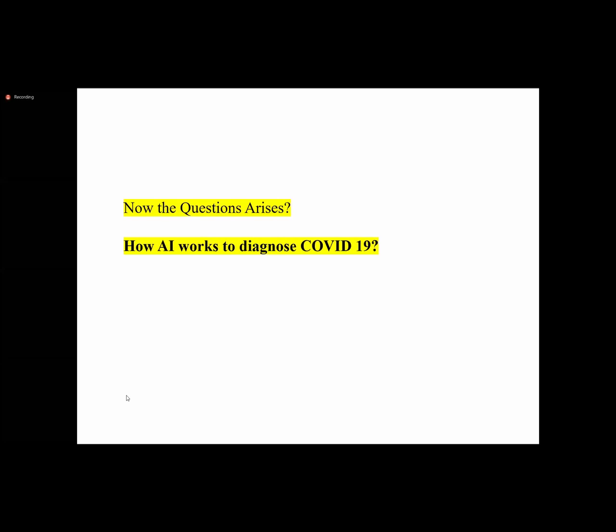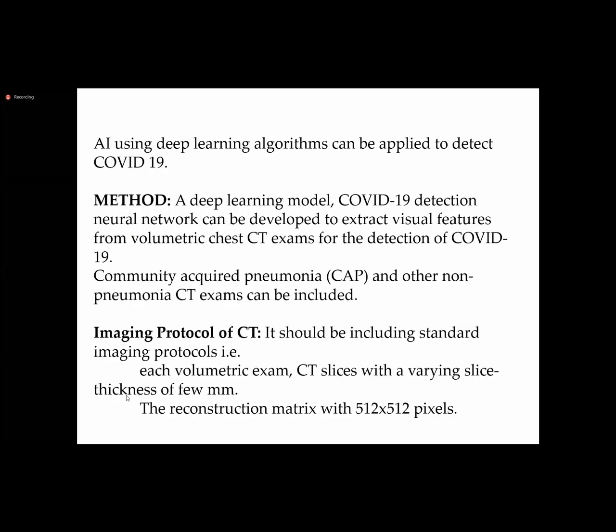Now the question arises of how to diagnose COVID-19. The method is to use a deep learning model. COVID detection neural networks can be developed to extract visual features from volumetric chest CT exams to detect COVID-19. Community-acquired pneumonia and other non-pneumonic CT exams can be included. The imaging protocol or standard must remain the same for each and every patient. That means each volumetric CT scan has slices with varying slice thickness of a few mm, and the reconstruction matrix must be 512 by 512 pixels.